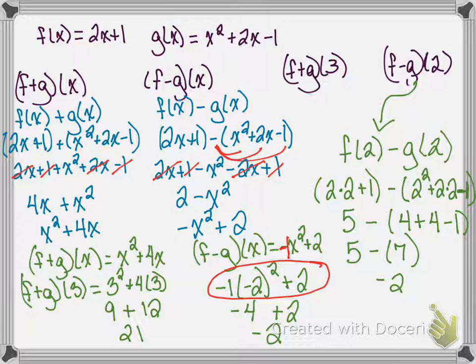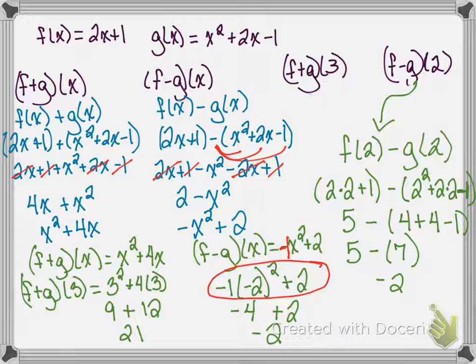What is happening between this negative 1 and this negative 2 squared? What's happening right here? What operation? Multiplication. What is happening here? Exponents. What comes first in order of operation? Exponents. So you have to do that first. That's when you get positive 4. Then you multiply times the negative 1. So be careful right there.